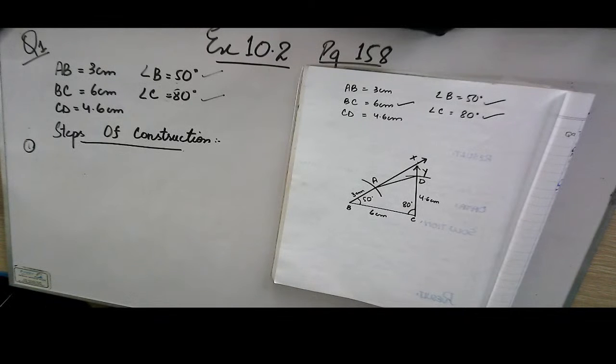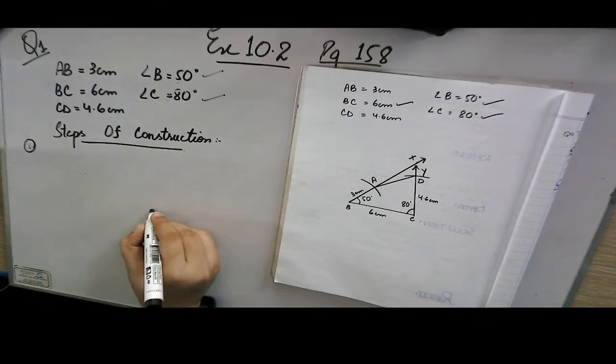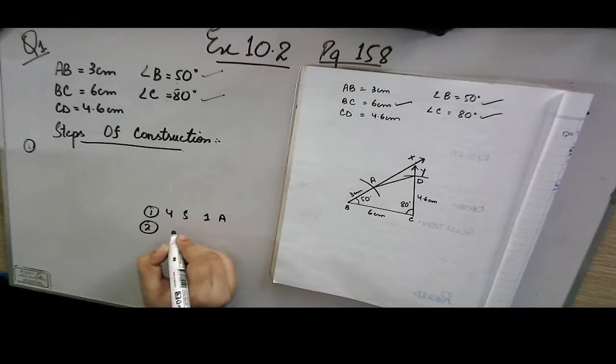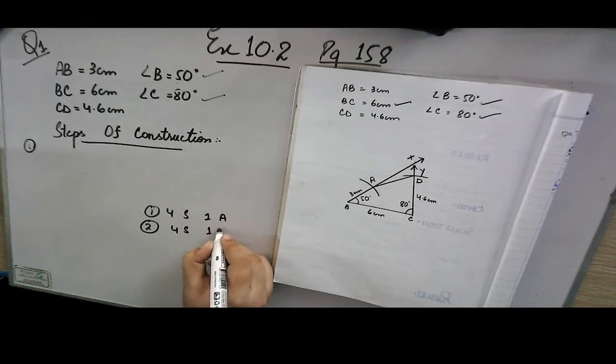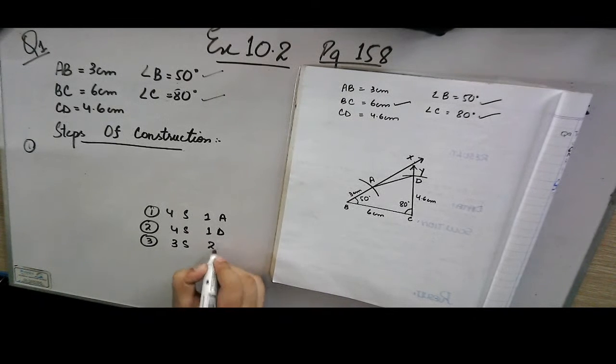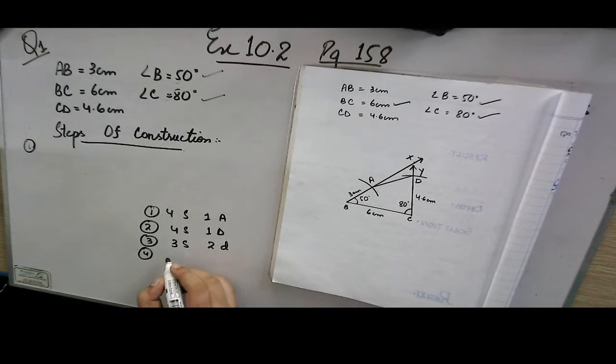According to point number 1, we have discussed that we can construct a quadrilateral according to the 5 conditions. First condition is four sides and one angle. Second condition is 4 sides, one diagonal. Third condition is 3 sides, two diagonals. Fourth one is 3 sides, two included angles.